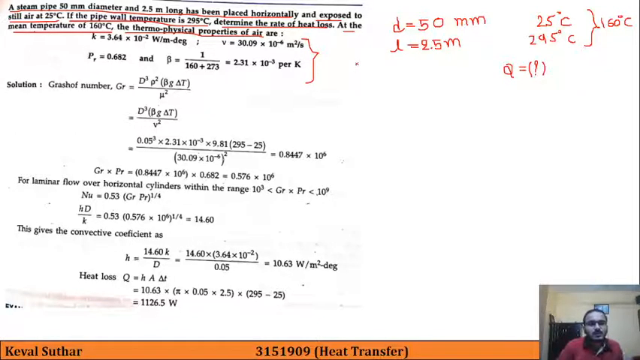First we will utilize the Grashof number that we need to calculate, which is given by this formula: Gr = β g ΔT D³ ρ² / μ². Where D is the diameter, ρ is density, β is given here. Instead of μ² upon ρ², we can write the kinematic viscosity, that is ν. So ν is given to us, so all values are available. Finally, after putting all these values, we get the value of the Grashof number, that is this. Pr is already given to us, that is 0.682.